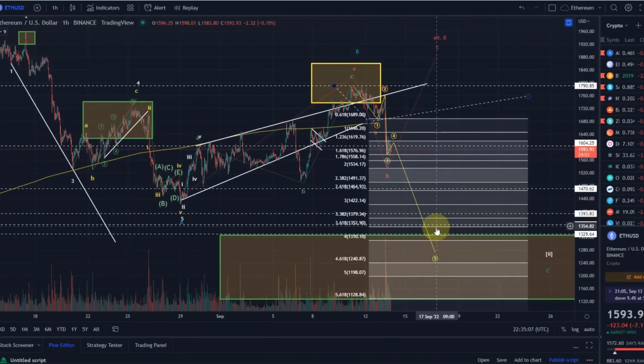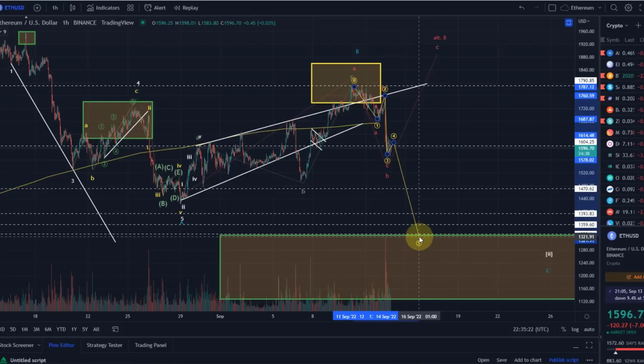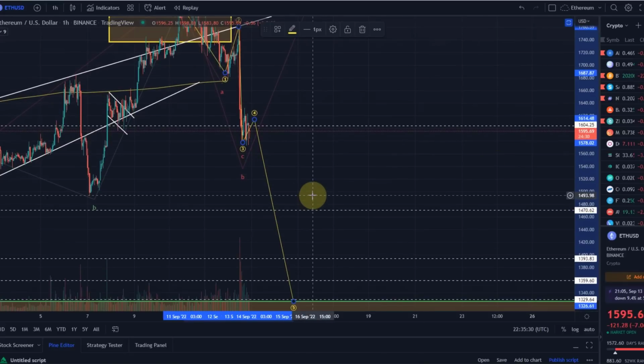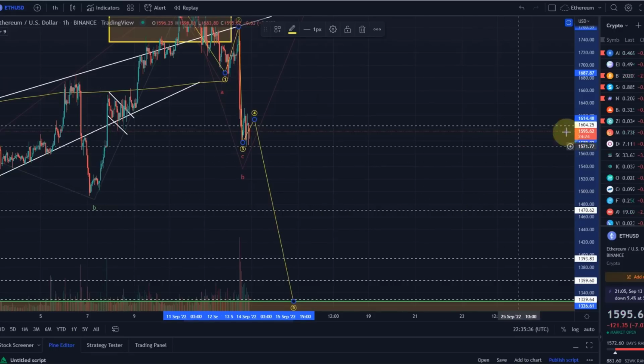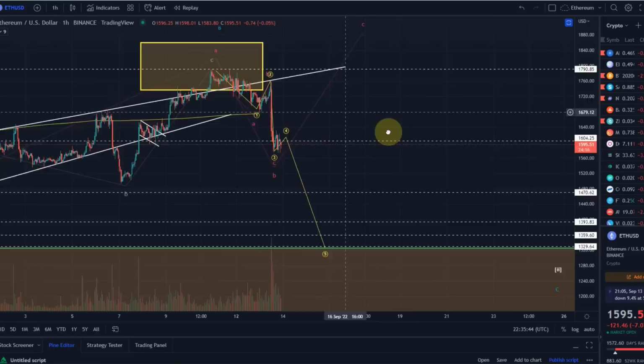Now, the problem we have with this is that you can see where we need to get to in a wave C. The wave 5 would need to be massively long to actually get there. This is of course possible, it could become an extended wave 5. This scenario would become much more likely as soon as we drop below $1,500, key support here, this swing low. In that scenario, I would assume that we are in this C wave and come down straight away. That would be the most direct journey.